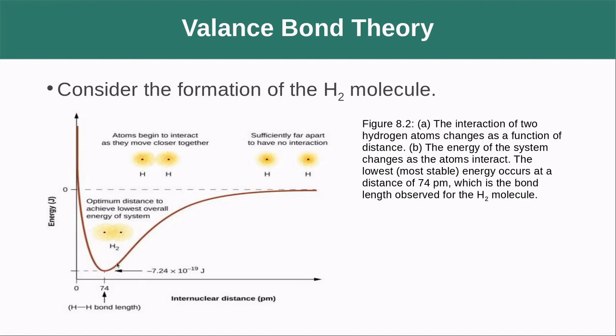If you start to pull them any further away from each other, then you're going to be inputting energy to break that bond, and the energy is going to go higher and higher until you reach the bond breaking point. The distance between this center line of zero energy and this optimal point right here is going to be the dissociation energy for that bond.